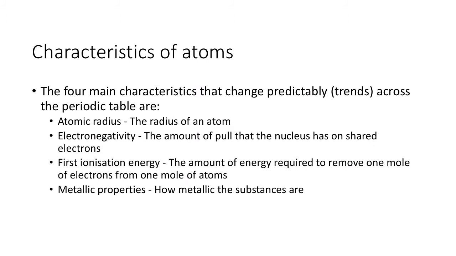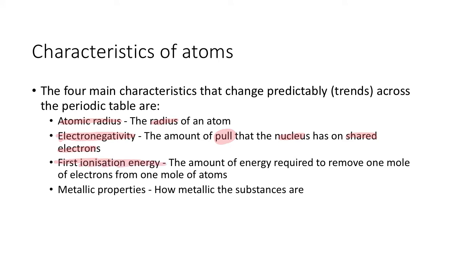All right, so the four main characteristics that change predictably across the periodic table are atomic radius, which is the radius of the atom, and electronegativity, which is the amount of pull that the nucleus has on shared electrons, okay? So it's effectively an electrostatic attraction between a positive and negative thing. The nucleus, which is the positive thing, has on shared electrons, which are the negative things. So effectively, how well can the nucleus pull electrons?